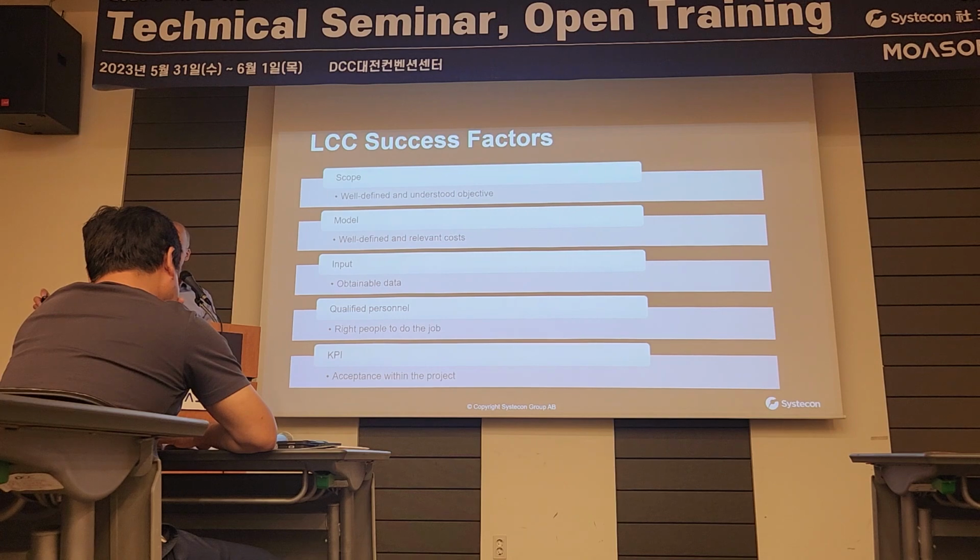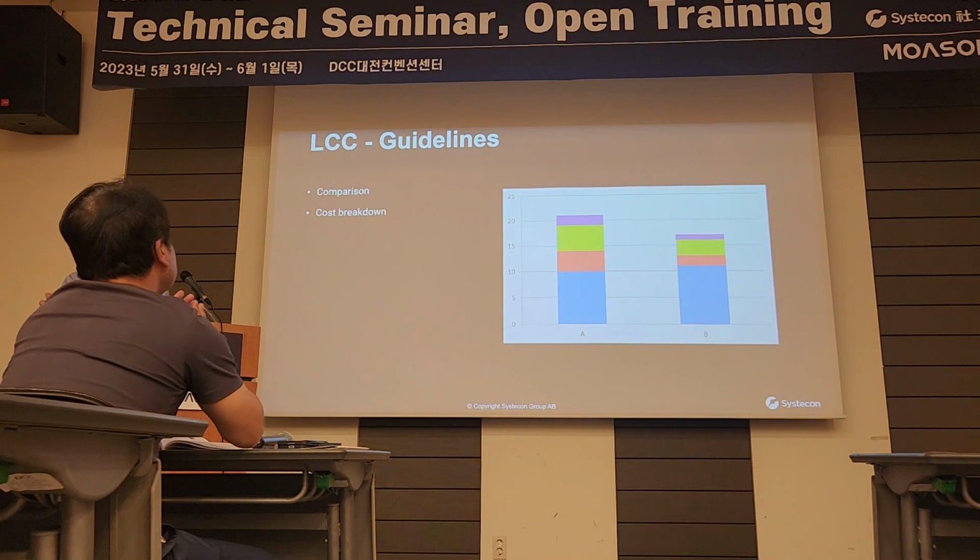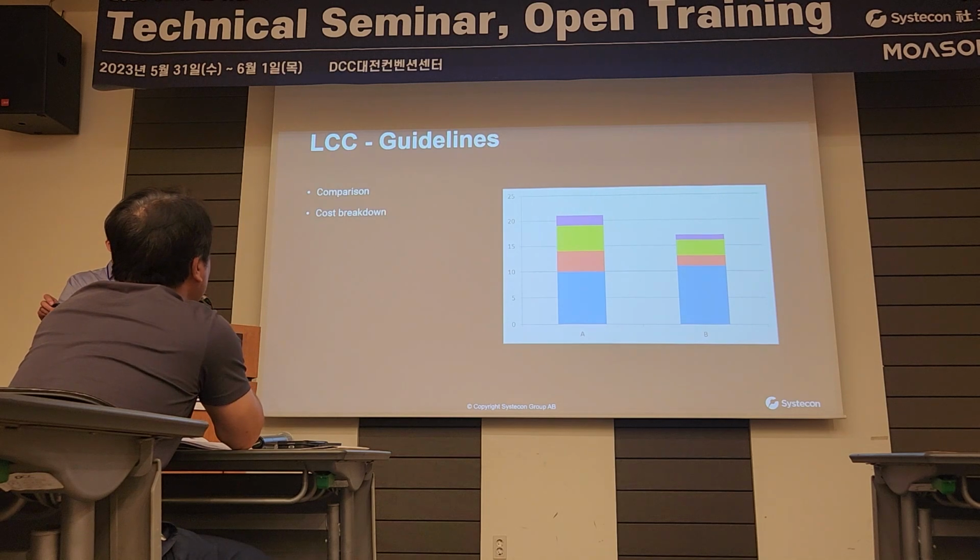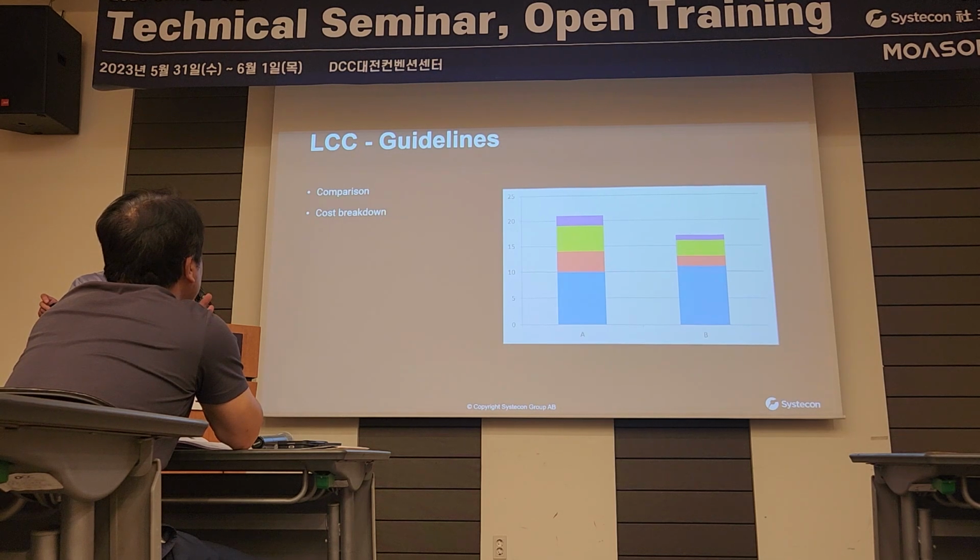Some guidelines here. You can use LCC for comparison and cost breakdown. We did that yesterday. You saw that we had two alternative aircraft that gave us two different costs. And here it is important when you do comparison that you make a fair comparison. So if you have two competing offers, two aircraft providers like in our example, and you should compare the costs, you must calibrate them against something.